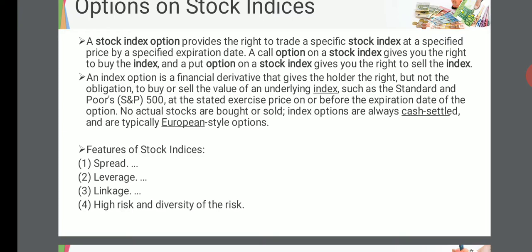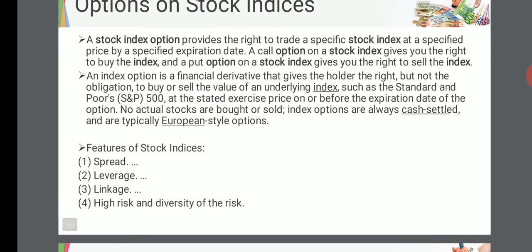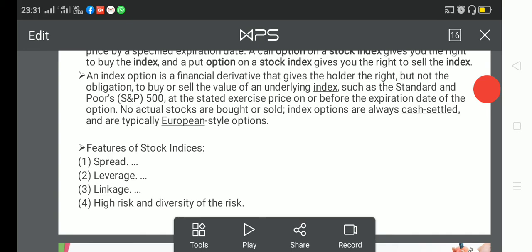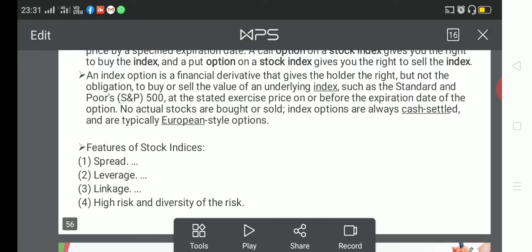An index option is a financial derivative that gives the holder the right, but not the obligation, to buy or sell the value of an underlying asset, such as the Standard & Poor's 500, at the stated exercise price on or before the expiration date of the option. No actual stocks are bought or sold. Index options are always cash settled and are typically European style options.